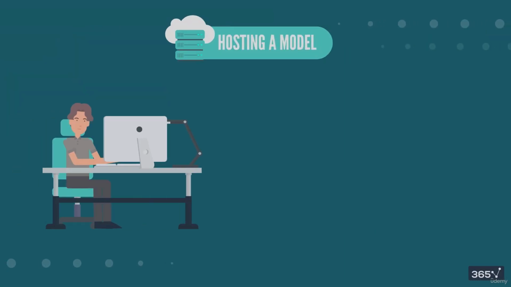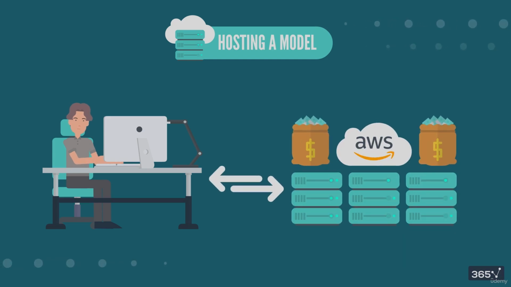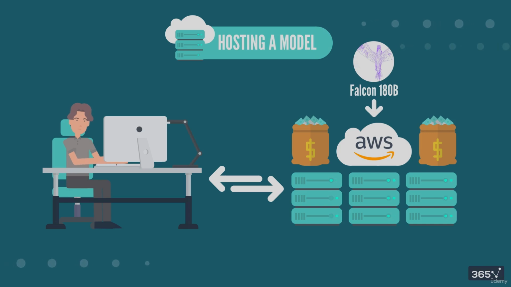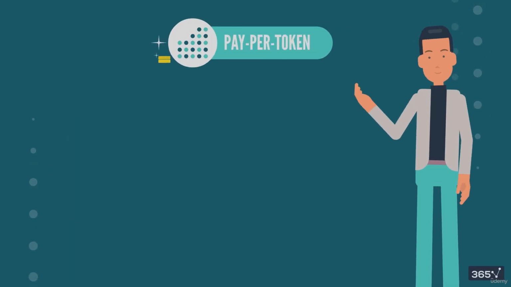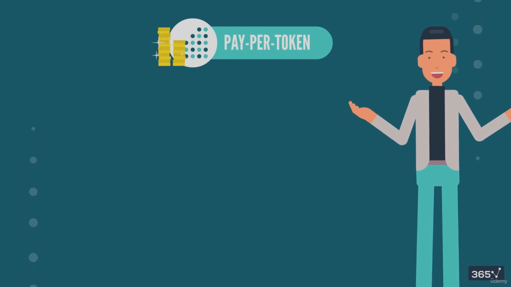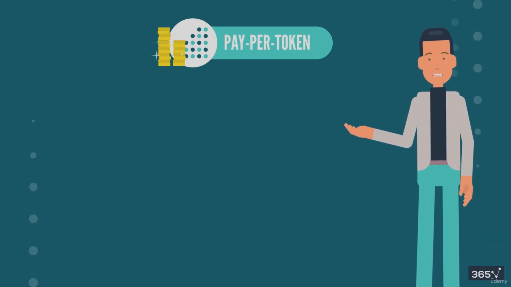Running a model yourself, whether on your own hardware or using a cloud service like AWS, can be significantly more expensive. For example, an open source model with capabilities approaching those of GPT-4, such as the Falcon 180B, on a cloud platform could cost thousands of dollars per week just in computational and storage expenses. This is why the pay-per-token approach via API access is much more cost-effective and scalable for most applications, especially those just getting started.